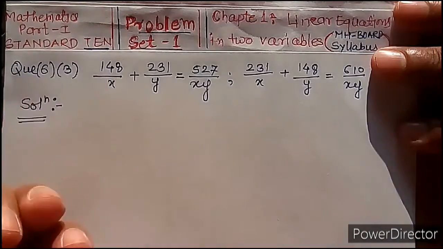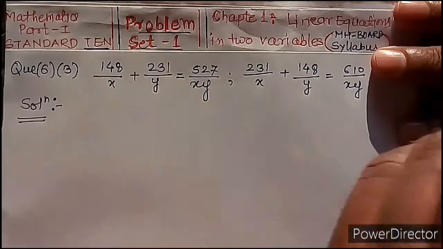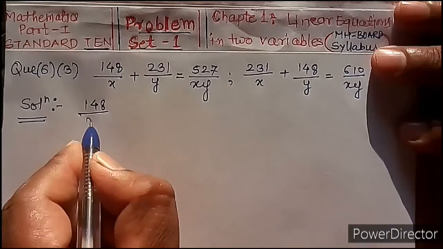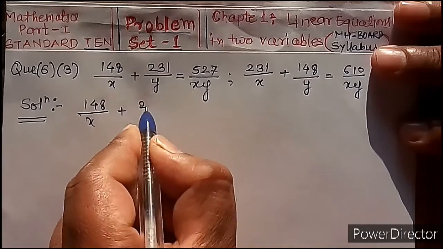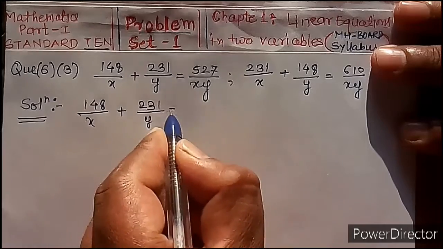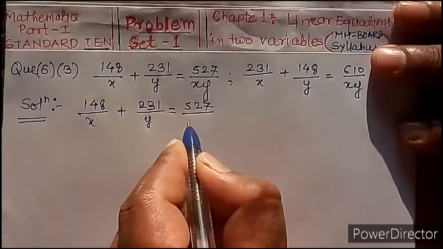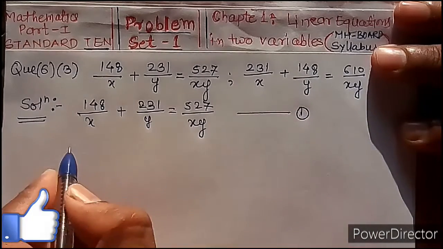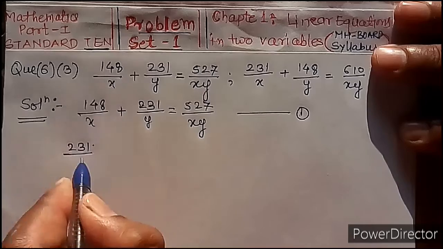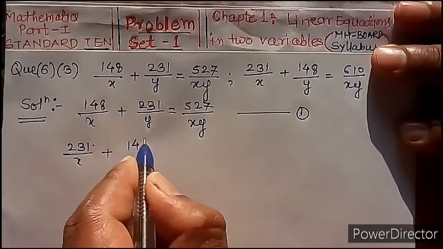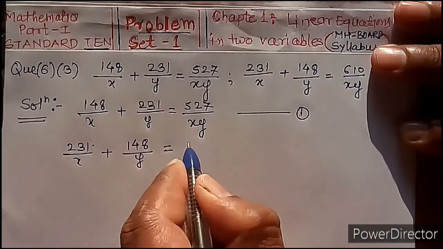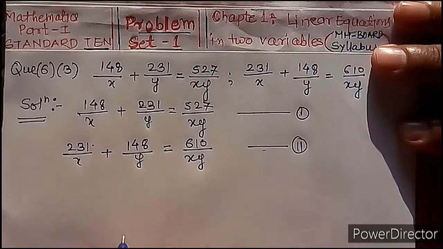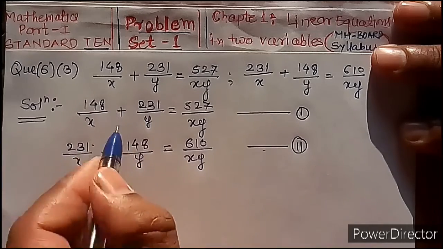Question 6, sub question 3. Write down the simultaneous equations in the solution part, that is 148 by x plus 231 by y equals 527 by xy. Give it equation number 1. Now the second equation is 231 by x plus 148 by y equals 610 by xy. Give it equation number 2. Now here we get equation 1 and equation 2.